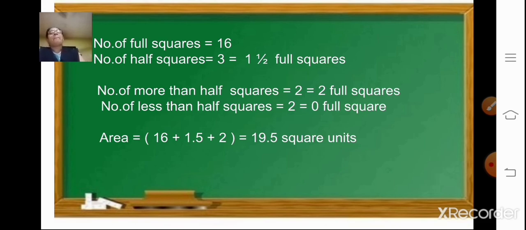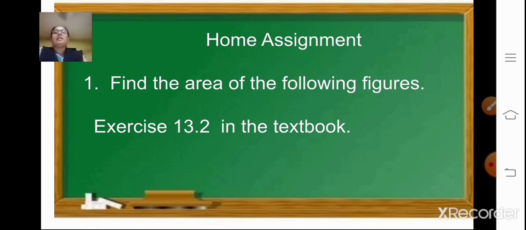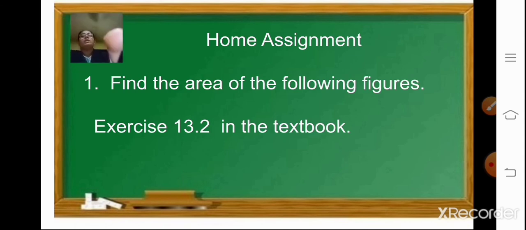Now here in the textbook some more figures are there, which you will do in the textbook itself as a home assignment. That is, for your home assignment you have to find the area of the given figures in the textbook itself, that is exercise 13.2. You will just count the number of full squares, half squares, more than half, and then write the area of the following figures in the textbook itself.